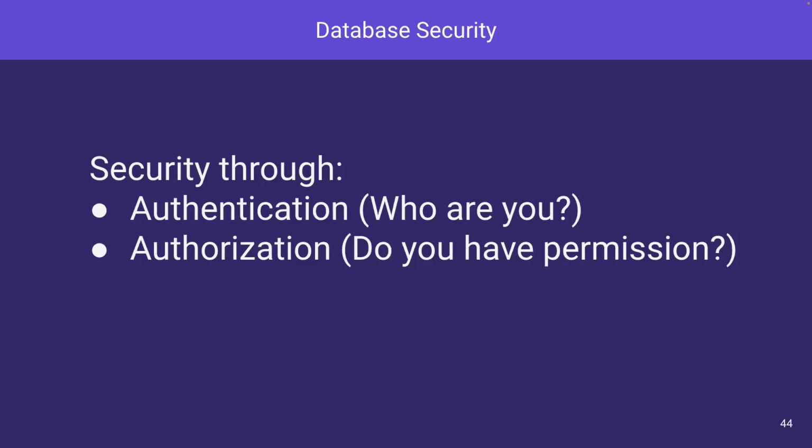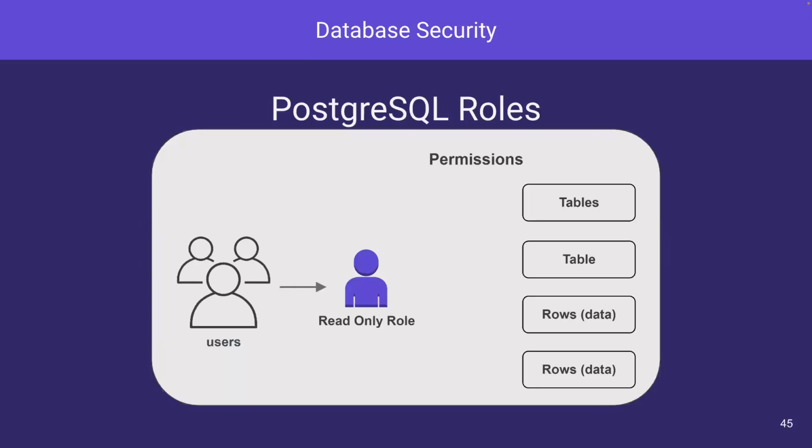Authentication establishes the user's identity or who they are, while authorization checks whether that user has permission for their request. PostgreSQL uses roles to manage privileges. They allow administrators to define permissions assigned to roles. By doing so, permissions control what a role can perform. In this example, a read-only role has permission to read tables, but does not have permission to create tables, insert data, or delete data.